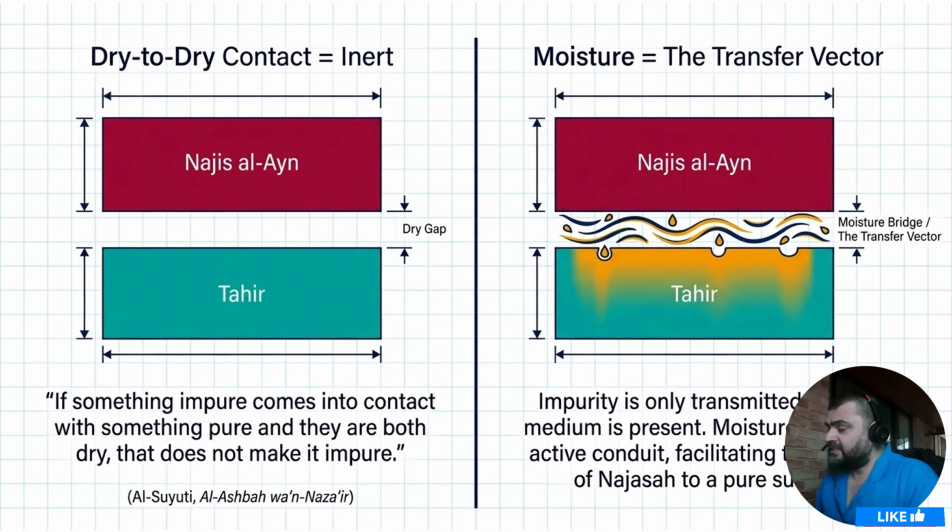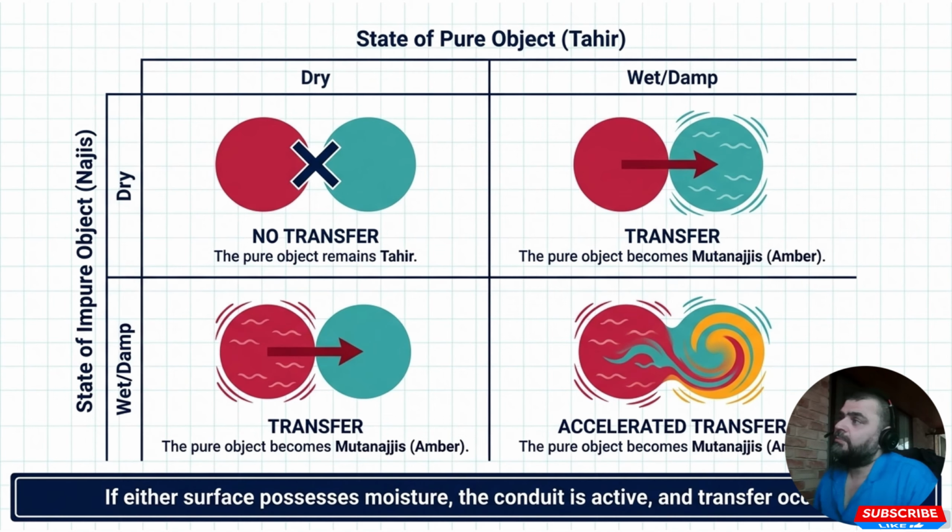If you visibly see the najasa and you see that it's stuck onto a tahir substance, then it would be considered as najis. But when it's dry, then scholars give leeway in that relation. And one of the reasons for that is what we saw in the previous slide about that hadith. And there are some other evidences for that as well. So these are the modes of transfer.